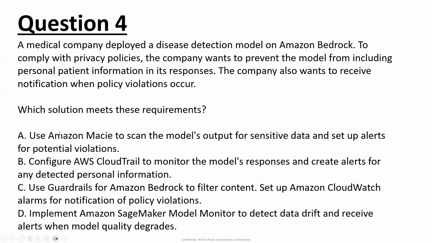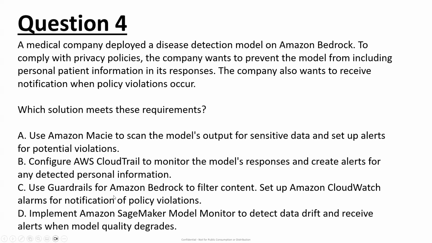Let's see. Use Amazon Macie to scan the model's output for sensitive data and set up alerts for potential violations. This can be, but it cannot send the notification, and it can identify the sensitive data but it cannot redact. Configure AWS CloudTrail to monitor the model's responses and create alerts for any detected personal information. CloudTrail is for API monitoring or API logs, so we will not go with this.